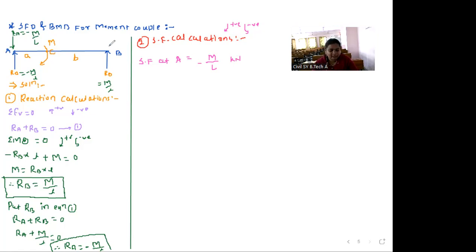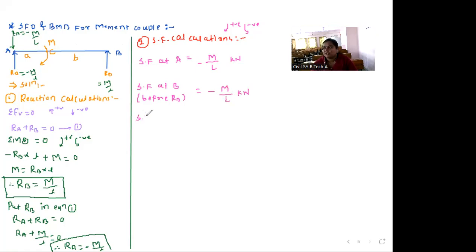After that, we will calculate shear force at B before RB. That means without considering the value of RB. Now you tell me, throughout this span, only one load is there, the value of RA. After that, no other load is there. So before RB, the value of shear force is as it is, minus M divided by L kilonewton.